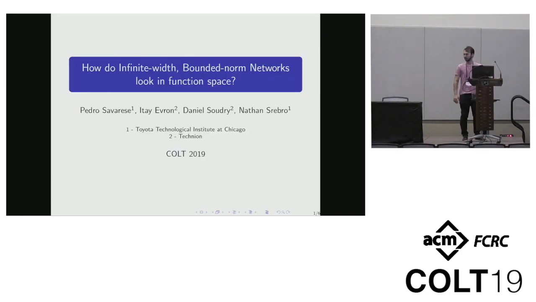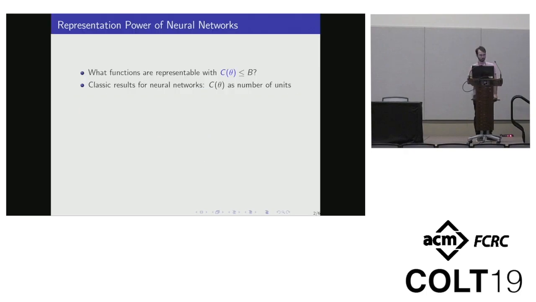Hi, so I'm Pedro. This is joint work with some people. I'm from TTIC. There has been a lot of work on trying to understand what kind of functions neural networks can represent. And along with that, we had many classic results. Most, if not all, of these results consider networks with a fixed or bounded number of units or parameters. So in other words, these results try to answer the question of, for some given function f, how large does a network have to be in terms of number of units or parameters to represent that function?